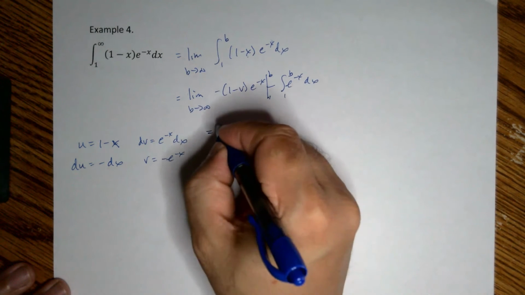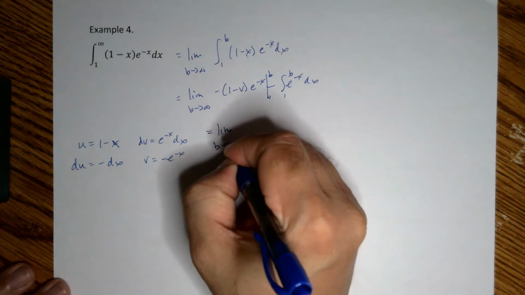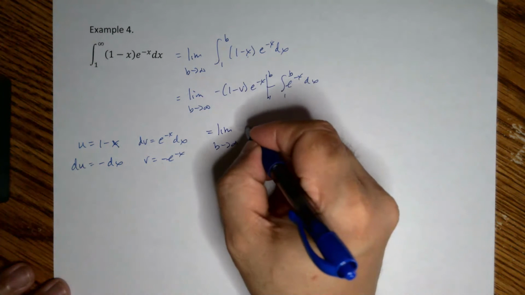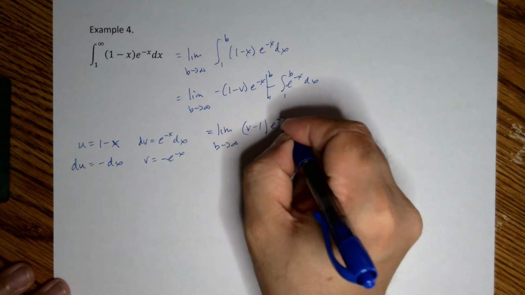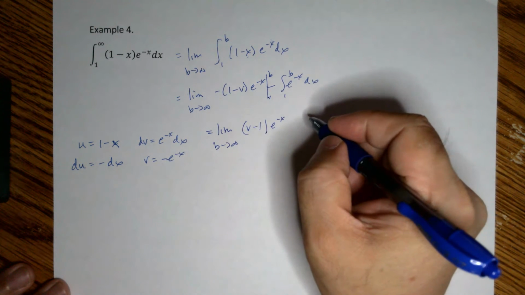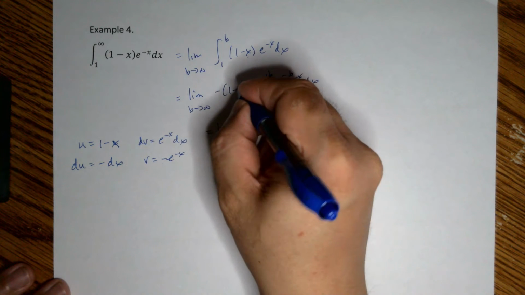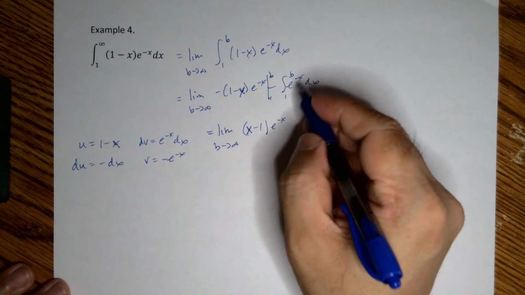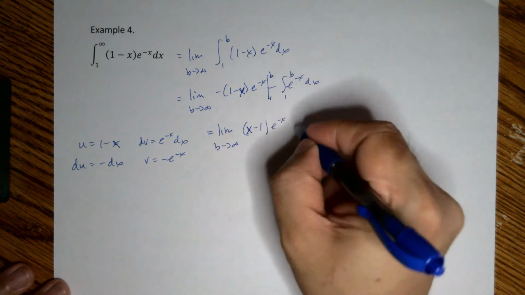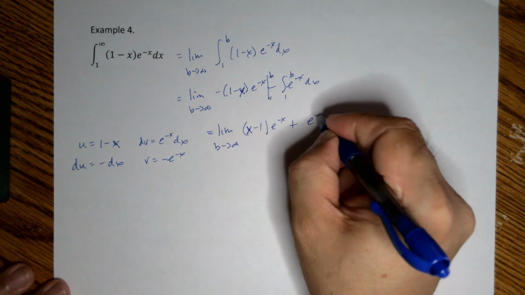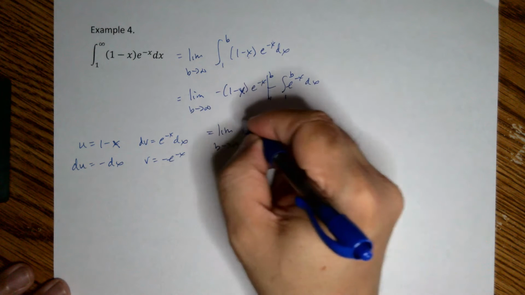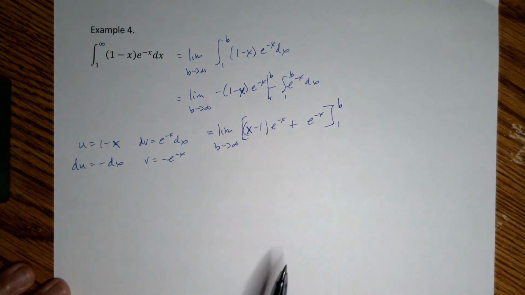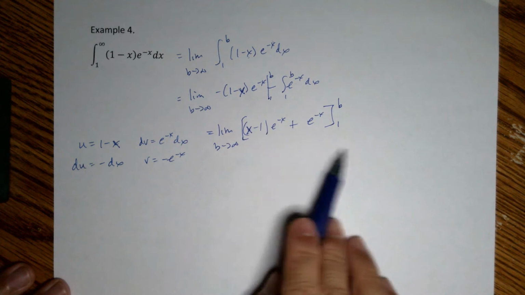Okay, sorry. Thankfully, we don't have to do it more than once. So I'm going to go ahead and distribute that negative, so that makes it x minus 1, e to the negative x, not vx, sorry. And then minus a minus, so it's plus e to the negative x, and all of this is taken from 1 to b. Alright, now let's go ahead and plug it in.